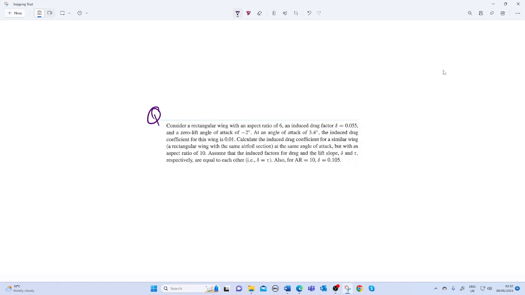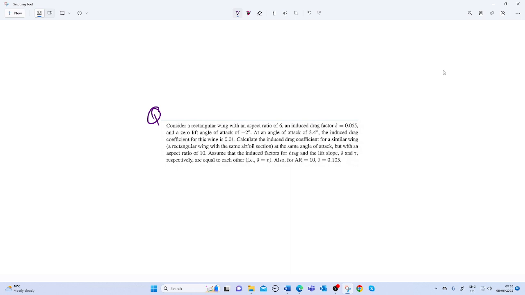Consider a rectangular wing with an aspect ratio of 6 with an induced drag factor which equals 0.055 and a zero lift angle of attack of -2 degrees at an angle of attack of 3.4 degrees. The induced drag coefficient for this wing equals 0.01. Calculate the induced drag coefficient of a similar wing, a rectangular wing with the same airfoil section at the same angle of attack, but with an aspect ratio of 10.